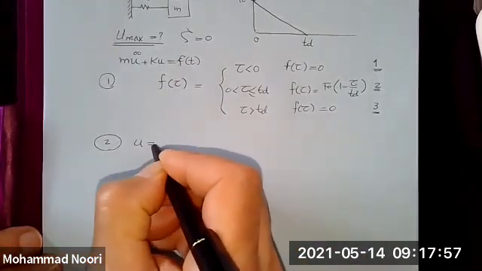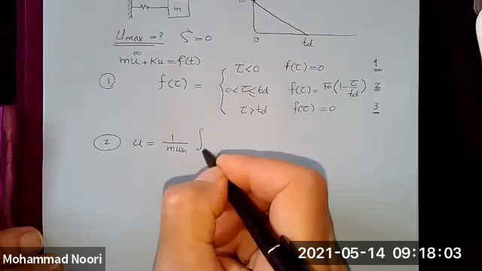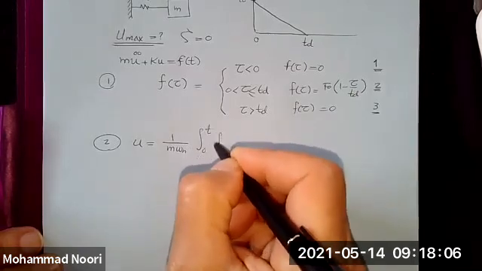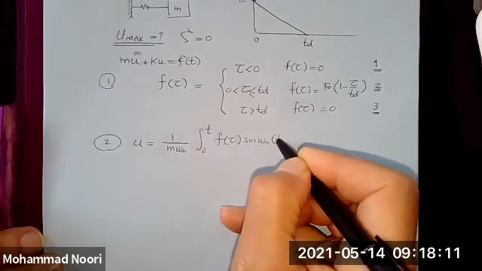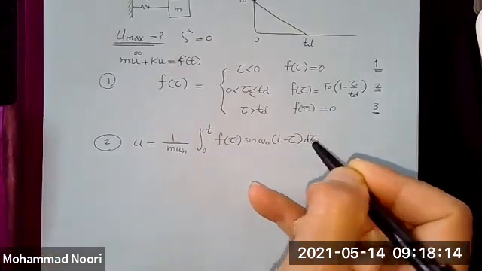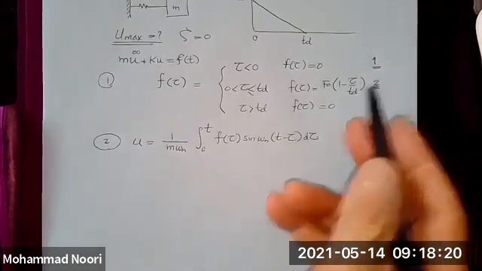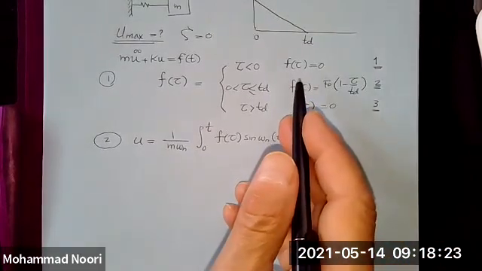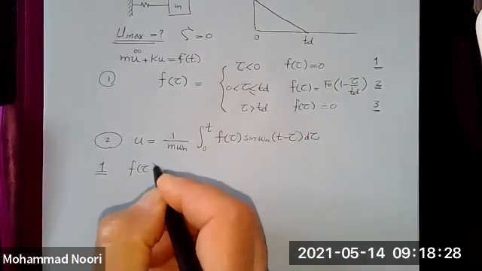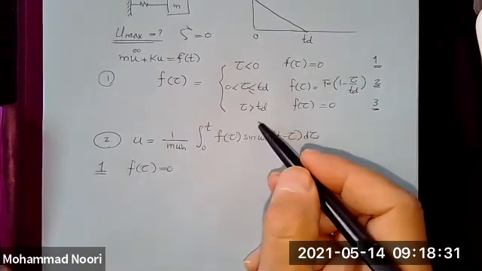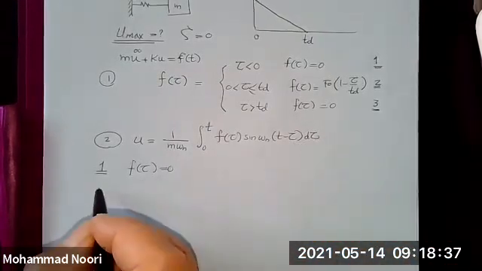The response is evaluated by using this Duhamel integral, f of tau sine omega n (t minus tau) d tau, for the case of an undamped system. So we start with phase one, when the forcing function is zero. So this will be zero, which means the whole thing is zero. We don't have any response.